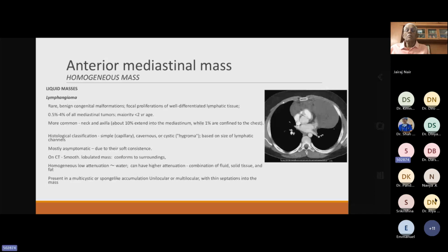Histological classification includes simple, capillary, cavernous, or cystic hygroma based on the size of lymphatic channel, mostly asymptomatic due to their soft consistency. On CT, they can be seen as smooth lobulated mass which conforms to the surroundings. Homogeneous low attenuation, can have higher attenuation combination of the fluid, solid tissue, and fat. Present in multicystic sponge-like accumulation, unilocular or multilocular, with thin septations in the mass.